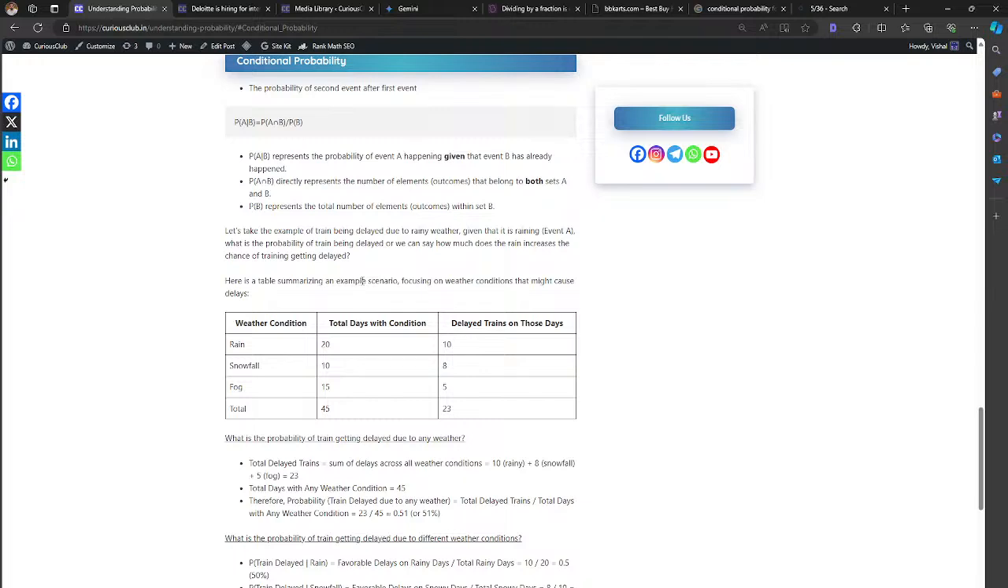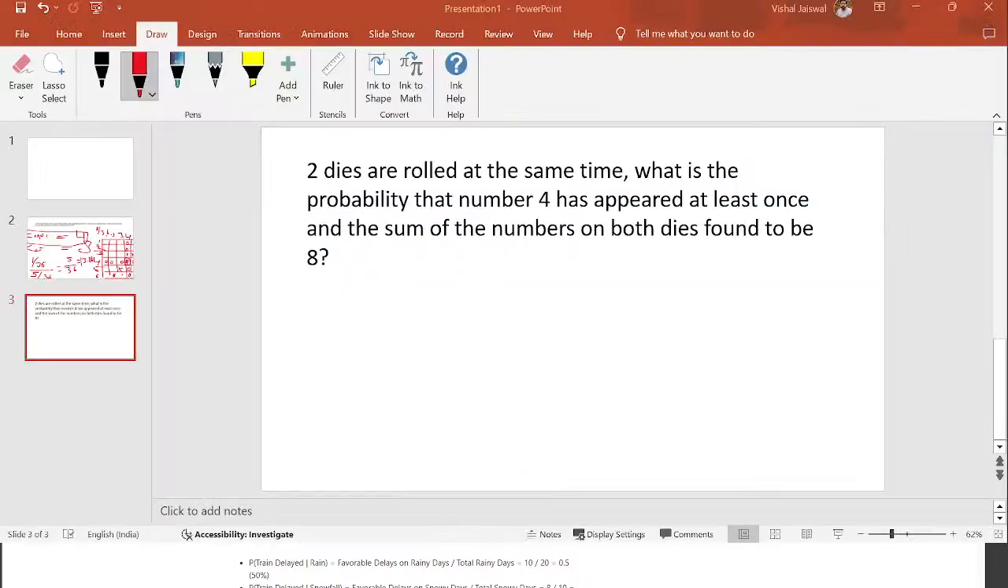For this, I have used another example in this article, but right now I'm going to use a different example to explain how to calculate conditional probability. The question I am addressing here is: when two dice are rolled at the same time, what is the probability that the number 4 has appeared at least once and the sum of both dice is 8?